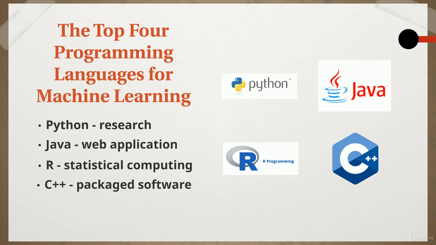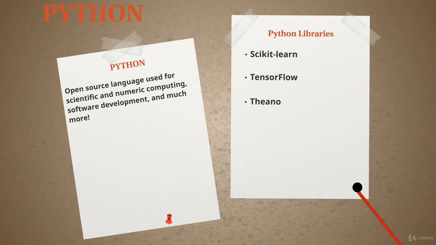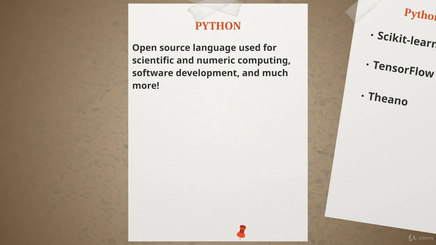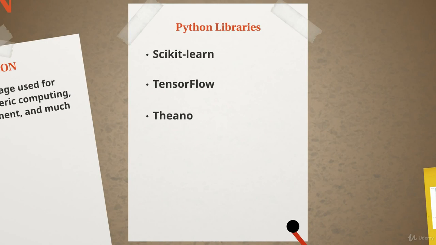But let's dive into each one of these languages a little bit more and highlight some of the areas and libraries that they're used with. The first one we're going to talk about is Python. Python, again, is an open source language used for scientific and numeric computing, software development, and much, much more. Some of the good libraries that Python does use, and the strength of Python is really in its libraries, there are so many different open source libraries that have been developed.